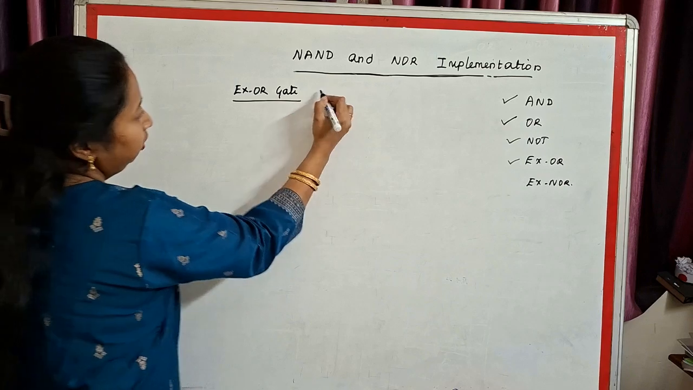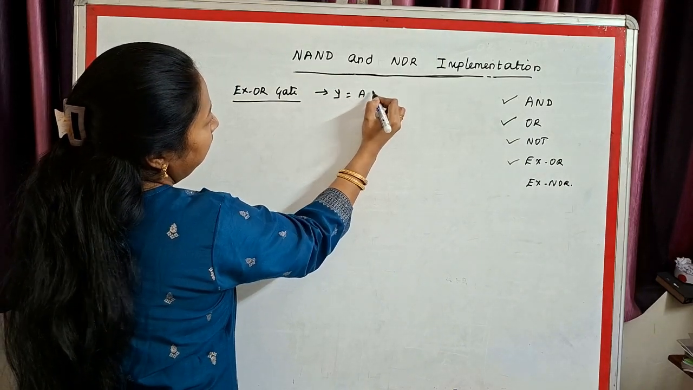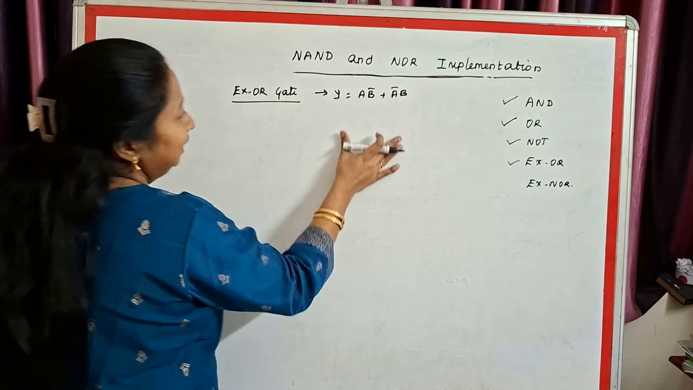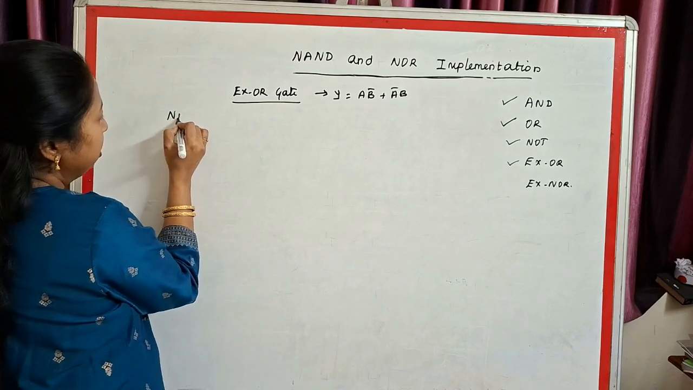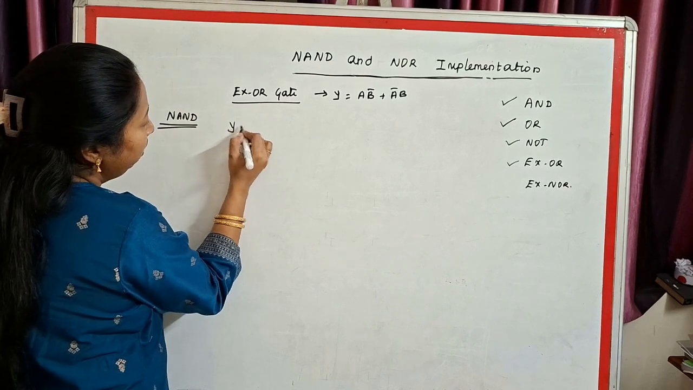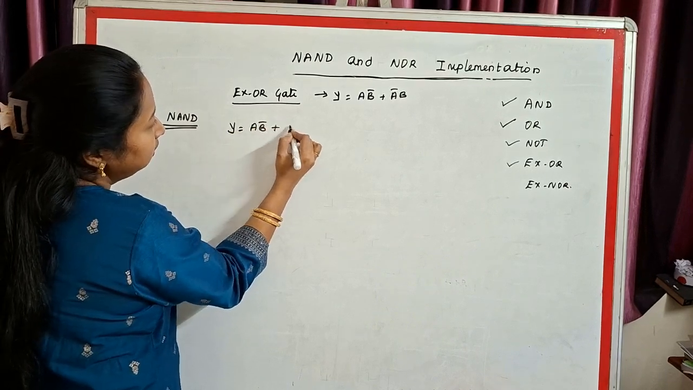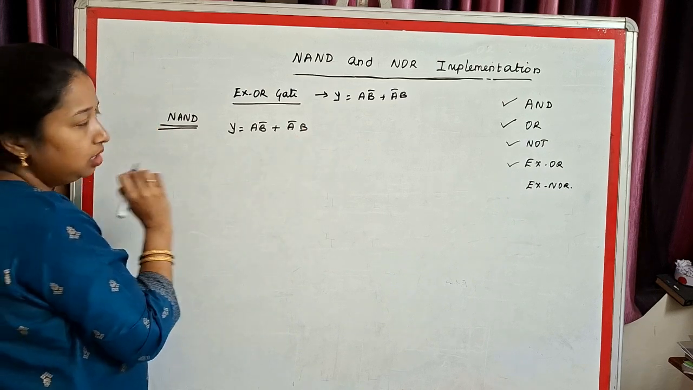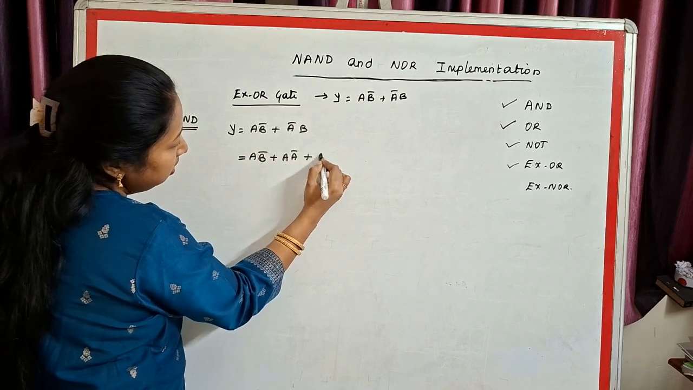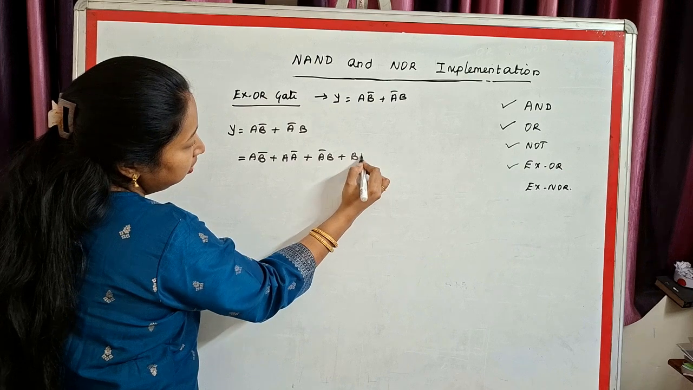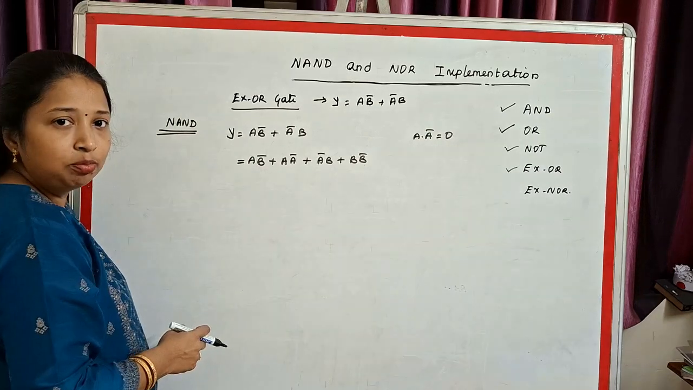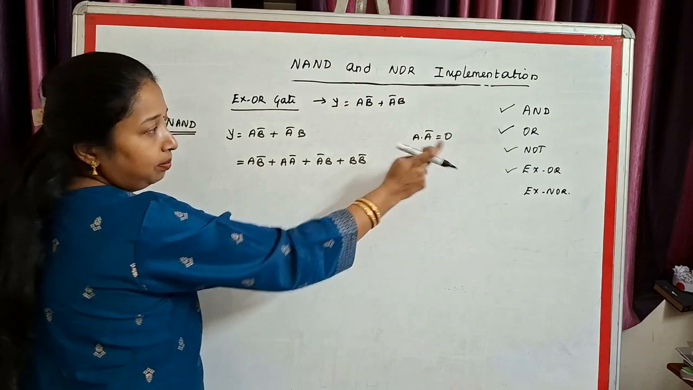What is the formula for the XOR gate? Y is equal to A B bar plus A bar B. Correct? Now, let's expand this first. For implementing using the NAND gate, let's see how this can be implemented using the NAND gate first. What is the formula? Y is equal to A B bar plus A bar B. Right? Can I write this as A B bar plus A bar A plus A bar B plus B B bar? You know A dot A bar is equal to 0, as per the postulates that we saw in the Boolean algebra topic.